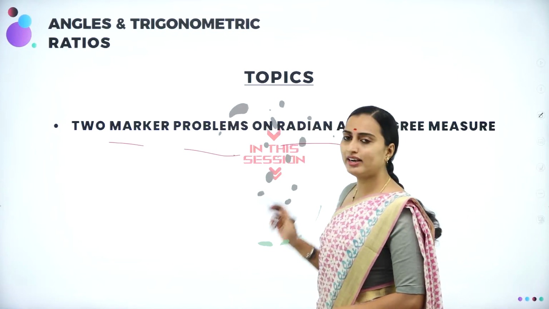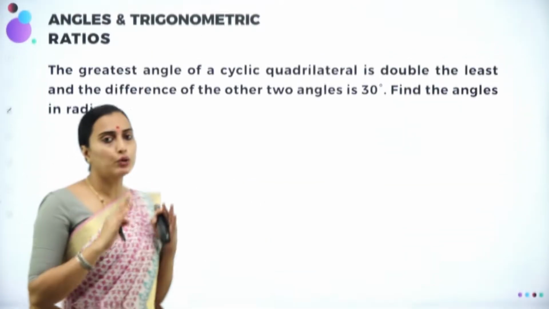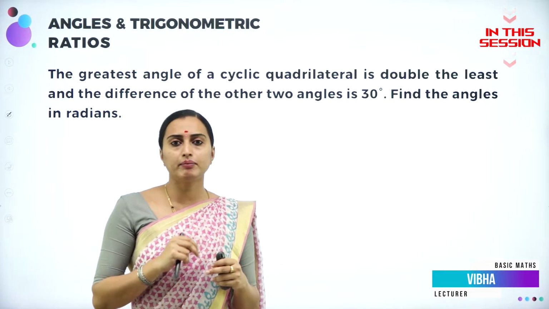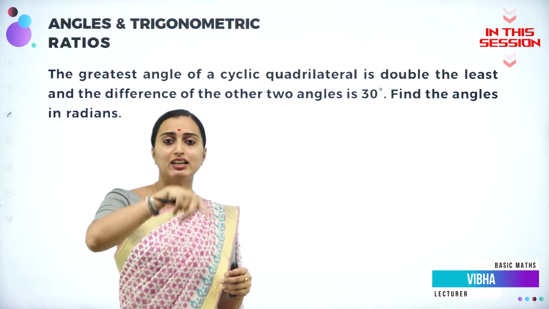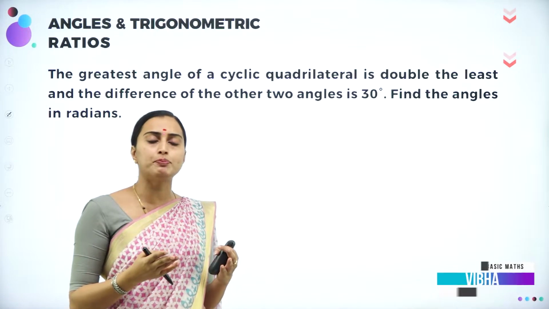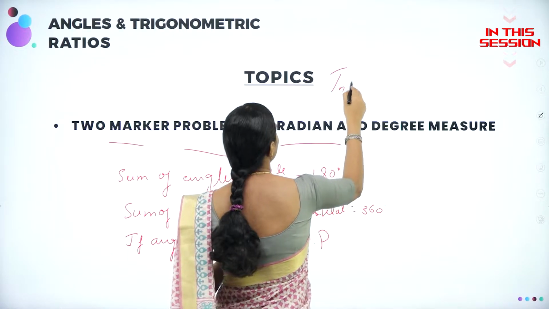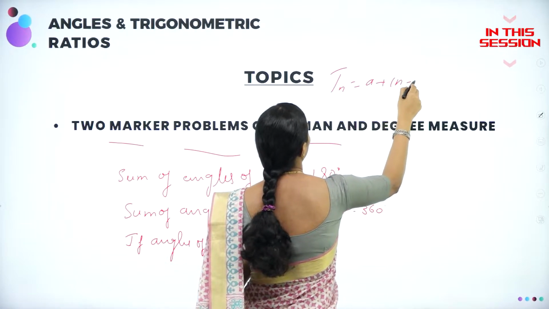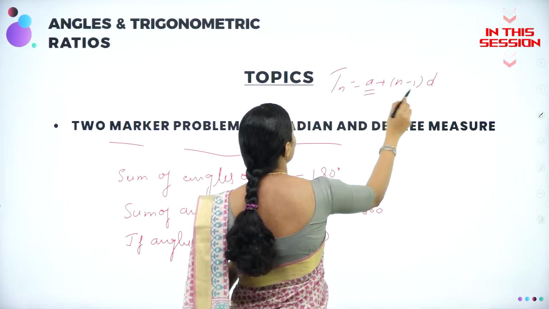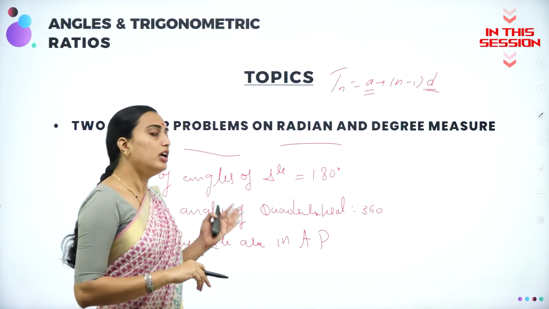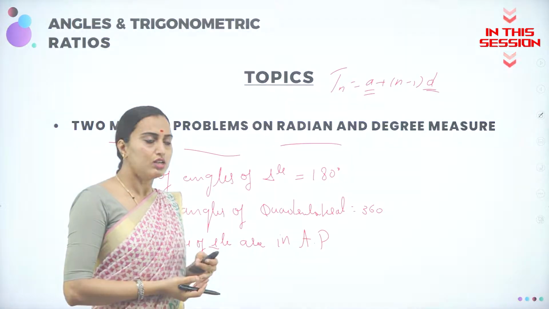Marker problems on radian and degree measure. A quadrilateral means a four-sided figure, isn't it? A cyclic quadrilateral means a quadrilateral present inside the circle is called a cyclic quadrilateral. Tn is equal to a plus n minus 1 into d. Just remember this formula. A is our first term and d is the difference you are going to have, where n is the number of terms you are going to have.